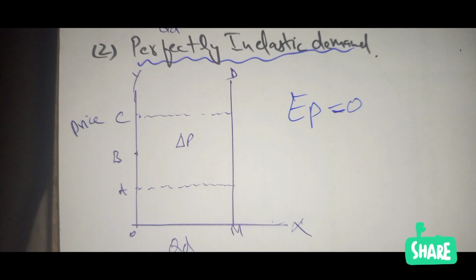Here the diagram shows the inelastic demand. A rise in price from OA to OC or fall in price from OC to OA causes no change, zero responsiveness in the amount demanded. ED is equal to 0 by delta P is equal to 0.